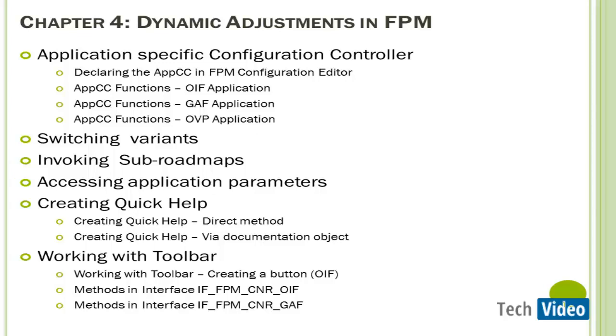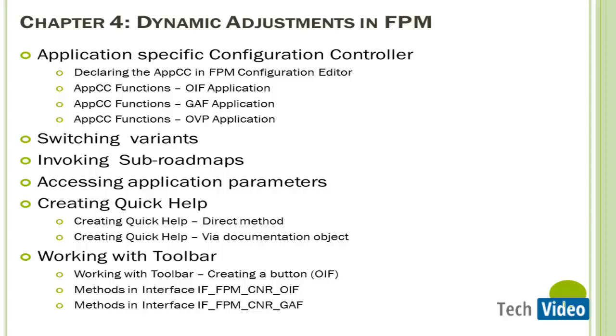In chapter 4, you will come to know how to do dynamic programming in FPM. Firstly, you'll be able to understand what is application specific configuration controller, which is a most important topic in FPM scenario. So in this topic, I'll be talking about how to declare the application specific configuration controller in FPM configuration editor. Then there are various APPCC functions based on the floor plan. So I'll be talking about OIF, GAF and OVP floor plan applications.